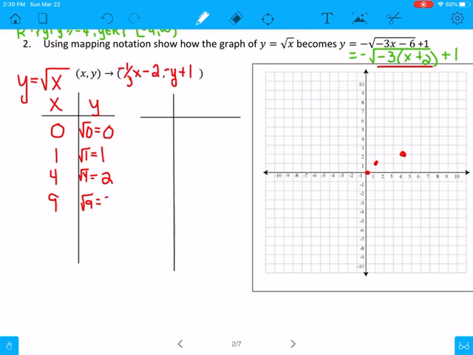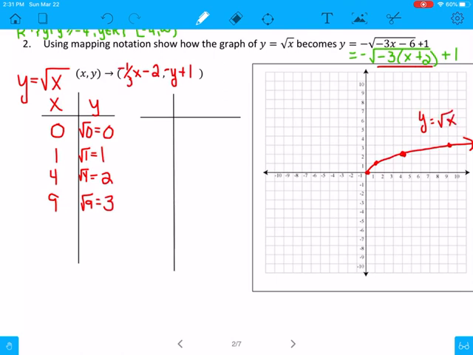So square root of 9 is 3. So now I have a point at 9 and 3. Hey, that's not too bad. I'm actually impressed with myself. So that is the graph. The red one is y equals square root x.